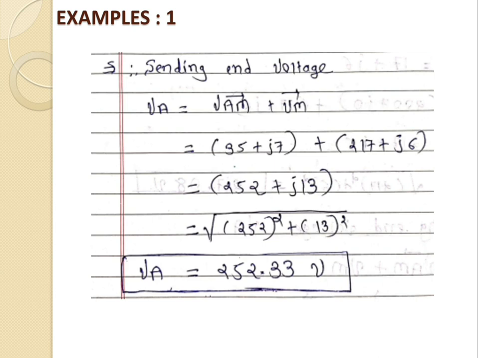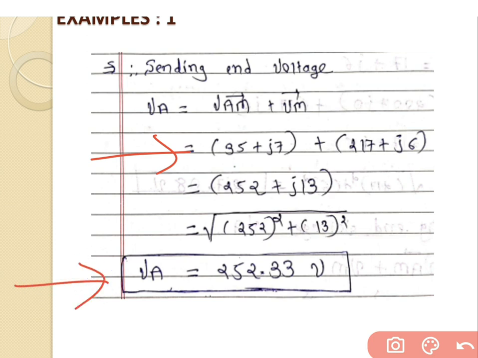So the sending end voltage Va is equal to Vam plus Vm. In this equation just put the value of Vam and Vm. So Vam is equal to 35 plus j7 plus 217 plus j6. Try to solve the equation, so we can get the answer 252 plus j13. So the final answer for the sending end voltage, Va, is equal to 252.33 volt.